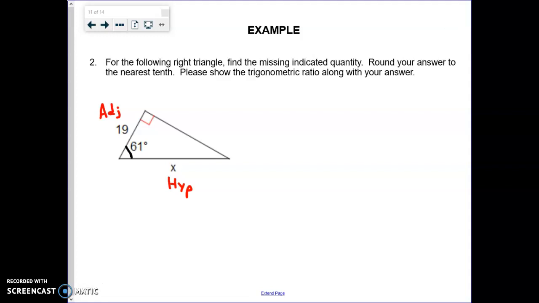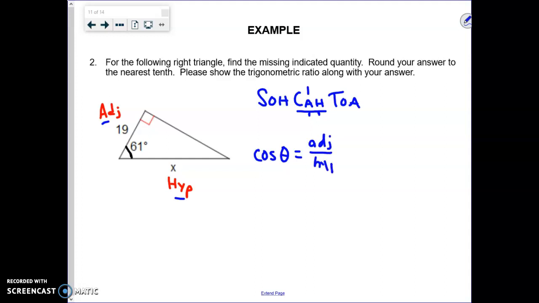So now you have to go back and ask yourself, what trig function relates adjacent to hypotenuse? So if we go back and look at SOHCAHTOA, which one of these relates adjacent to hypotenuse? It's right here. There's your adjacent, and there's your hypotenuse. The C would be cosine. So the cosine of our angle is equal to the adjacent side, because that's listed first, adjacent A over hypotenuse H. We don't have to worry about sine or tangent.